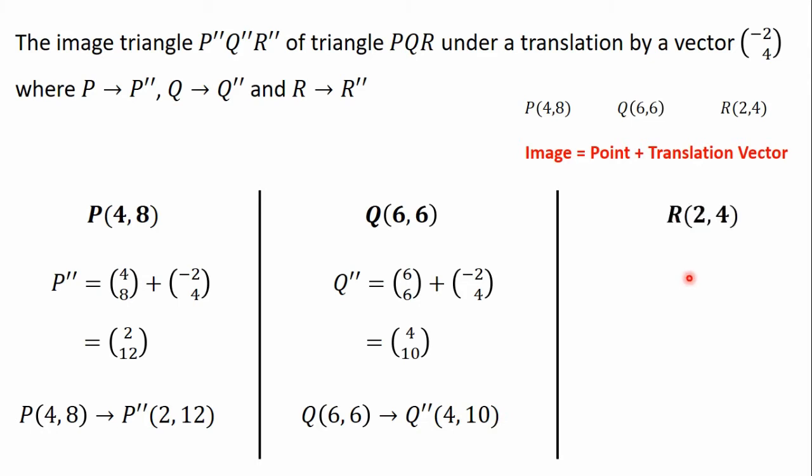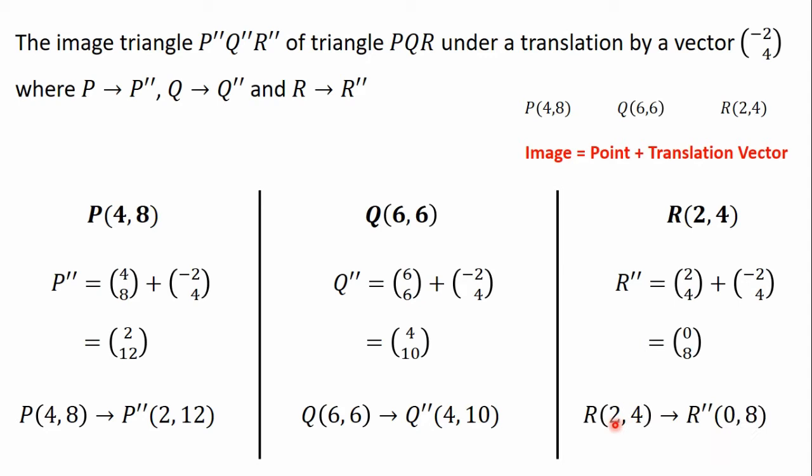Let's move on to R. R has the coordinates (2, 4). The image of R, which is R'', will be equal to the point R, (2, 4), plus the translation vector (-2, 4). 2 plus -2 will give us 2 minus 2, which is 0. 4 plus 4 will give us 8. So the coordinates of R'' will be (0, 8). So the point R with coordinates (2, 4) will give us R'' with coordinates (0, 8).